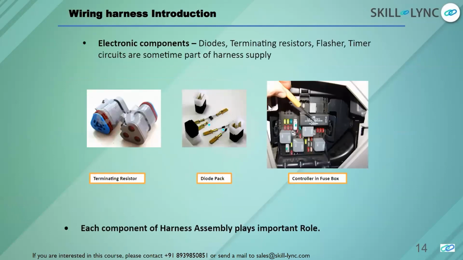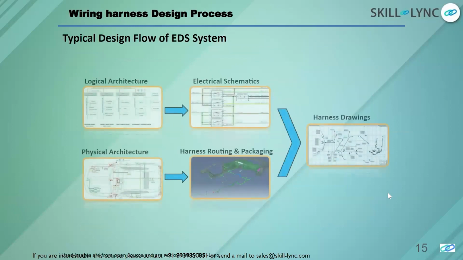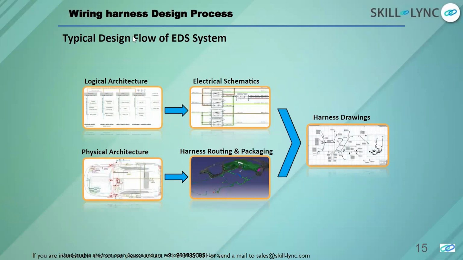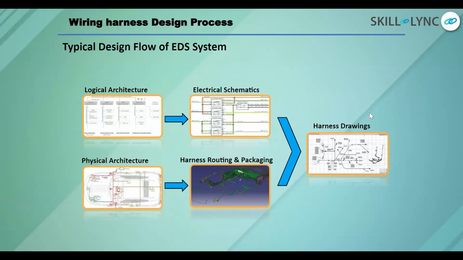Correct. Further, other electrical components are like your terminating resistors, diode packs, and controller and fuse boxes. Basically, to make sure that the harness is being laid down properly. Correct. So each and every component which we have discussed here is going to play an important role with respect to the wiring harness to be laid down in a vehicle. Correct. So this is how a typical flow of an electrical distribution system in a vehicle looks like.